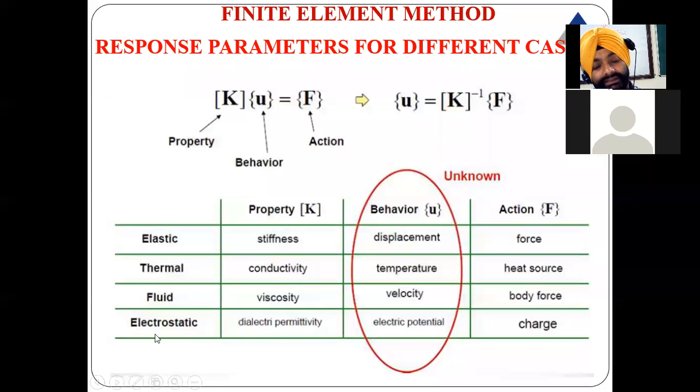Similarly, for electrostatics, the property is dielectric permittivity, and it is checked by passing a charge through it, which will give you the electric potential. The electric potential will be shown with the help of it.